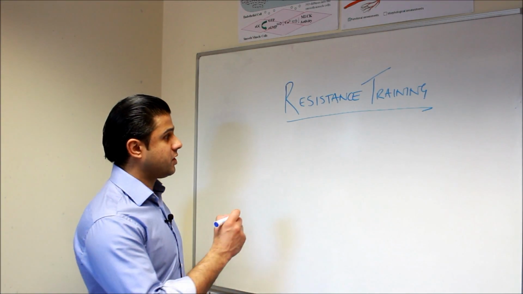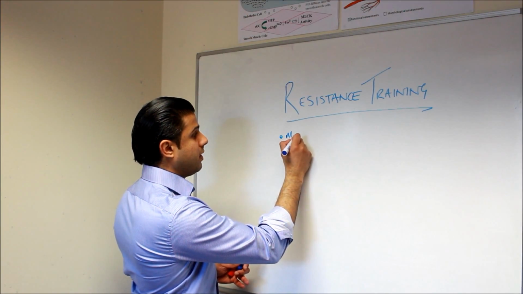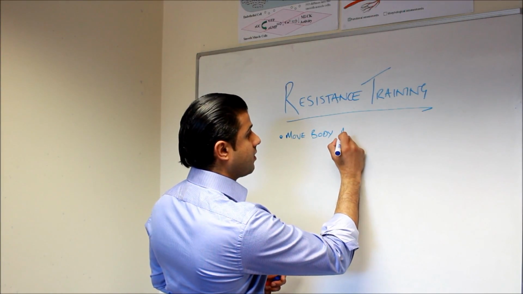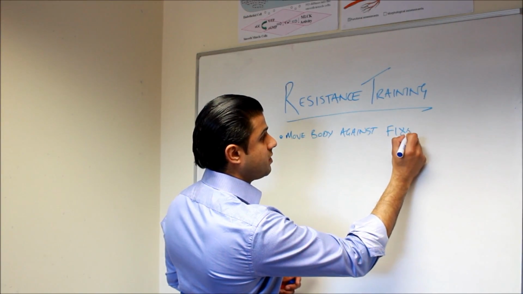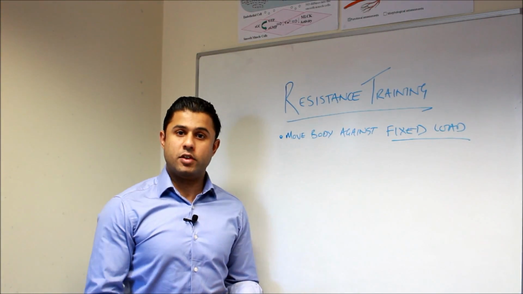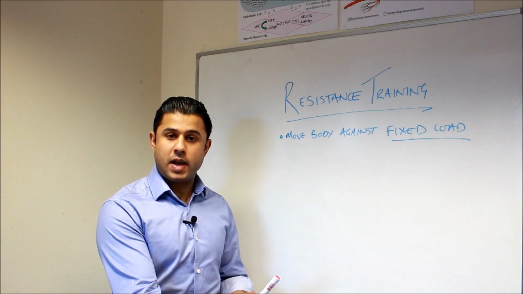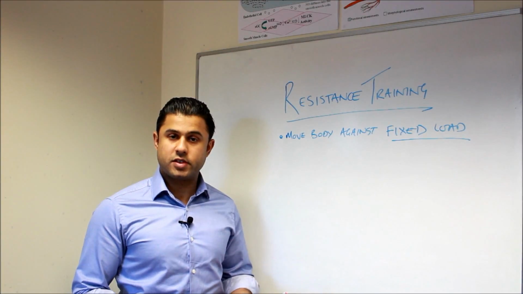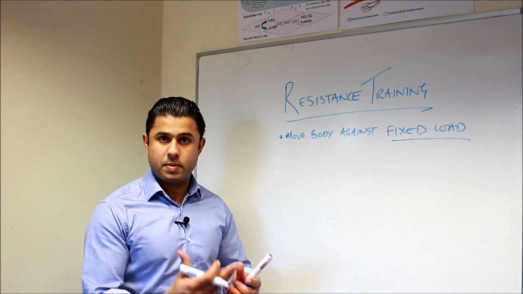So the purpose of resistance training, or what resistance training actually is, is to move your body against a fixed load. So there's something which is causing resistance to our movement. That resistance could be dumbbells, it could be machines that we find in the gym, it could be elastic bands, or it could be your own body weight as well. So there's a number of different exercises that might illustrate a resistance against a particular load.